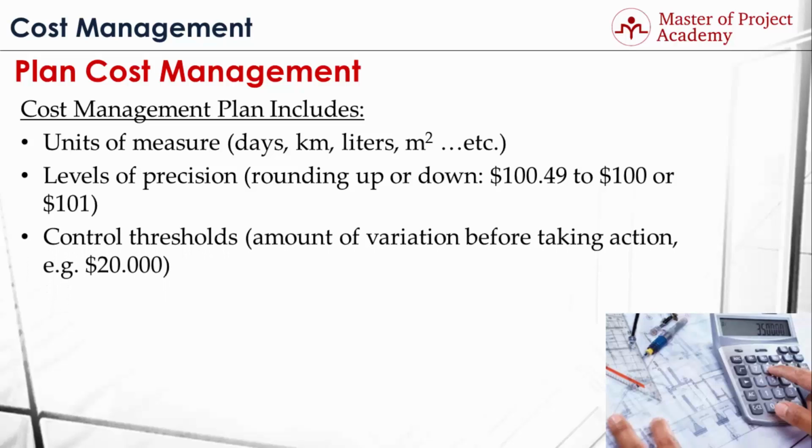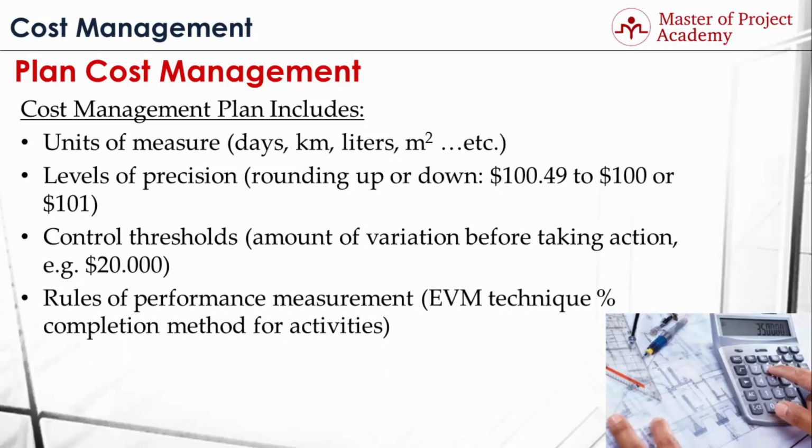Control thresholds must be included in the cost management plan as well. For instance, what will be the amount of budget variance to take action to get back on track? If you're managing a $1 million project, and if you set $20,000 as control thresholds, this means you need to take corrective actions if you're more than $20,000 behind the schedule.